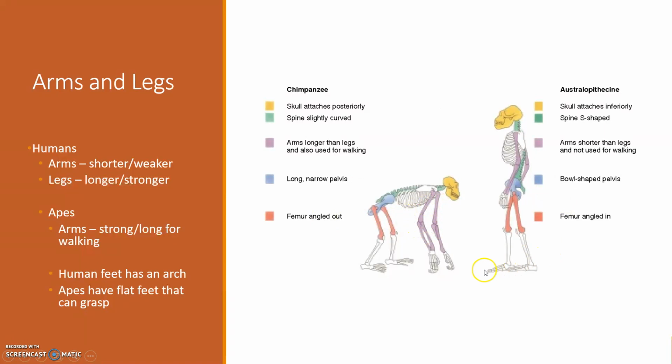The human feet have an arch, and this helps to better support the body. For apes, their feet are flat, and with their feet they're able to grasp objects as well as with their hands.